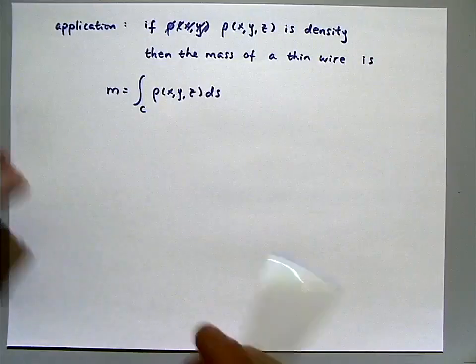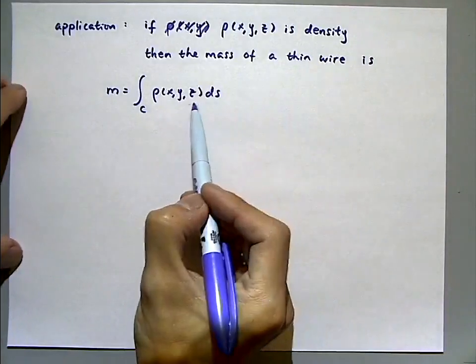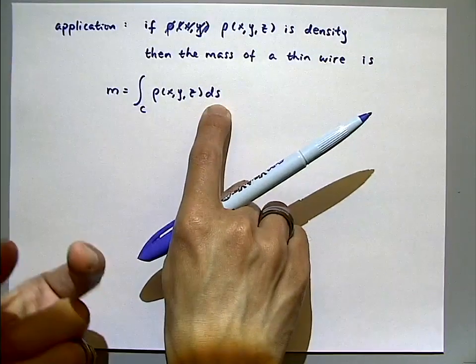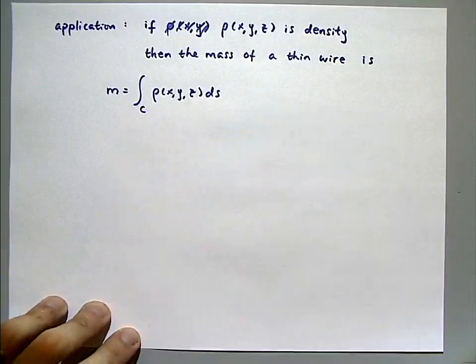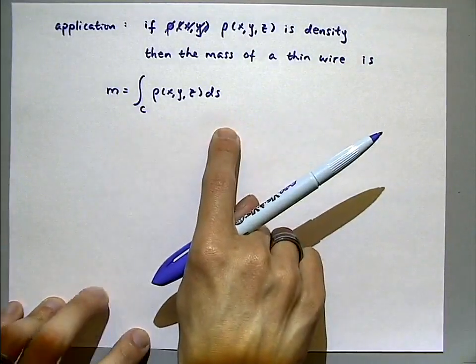All you're doing here is you're approximating the mass of a short segment by taking the density of a point times a little short segment nearby that, and you accumulate that all the way from the beginning of that wire to the end of the wire. So that gives you the mass.